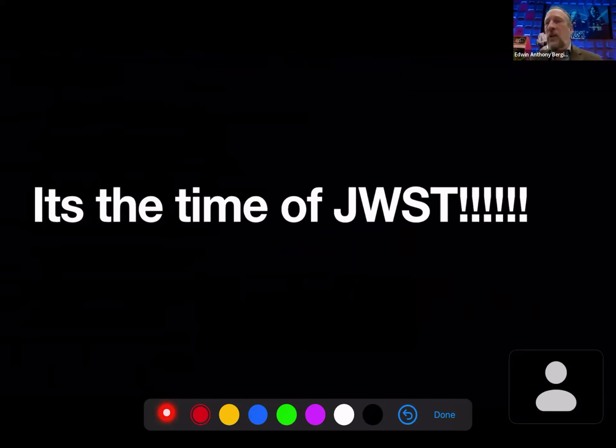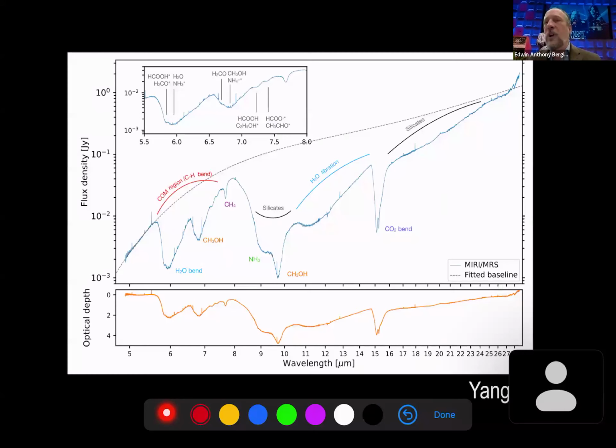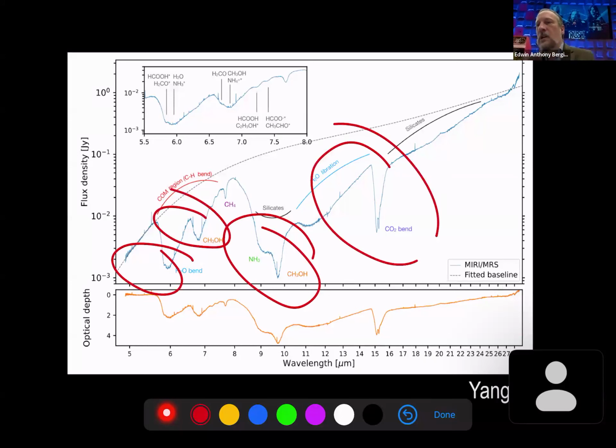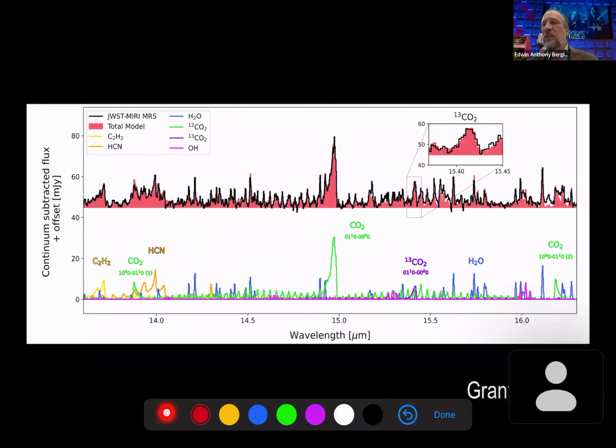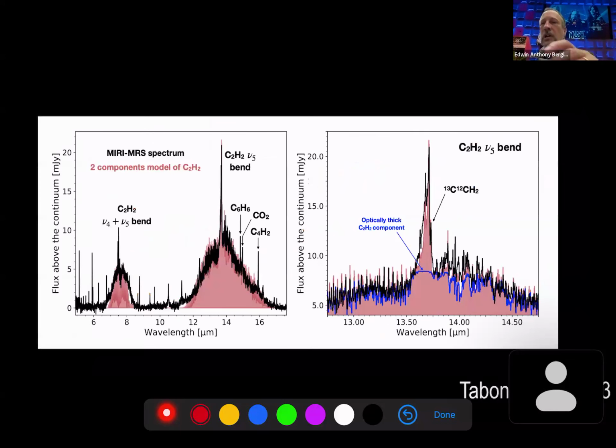All right, and right now, of course, it's the time of James Webb. I showed you some of the ices already. This is another example where we see observations of various ices and some bending modes of CO2. And here's gas phase emission lines of various molecules. So this is CO2 gas phase emissions, hydrogen cyanide gas phase emissions. This is a beautiful observation showing C2H2, benzene.